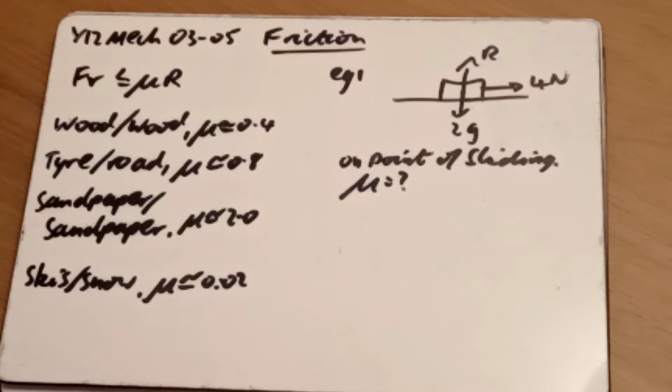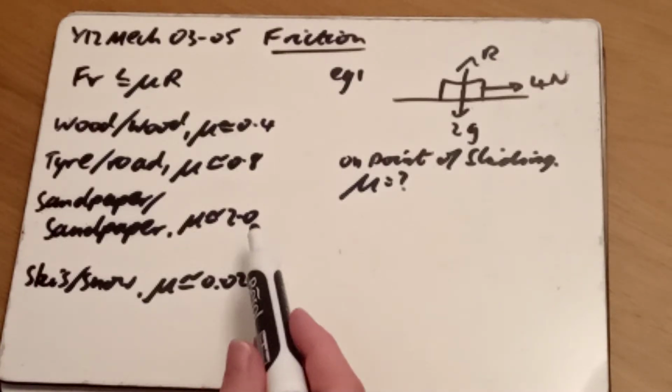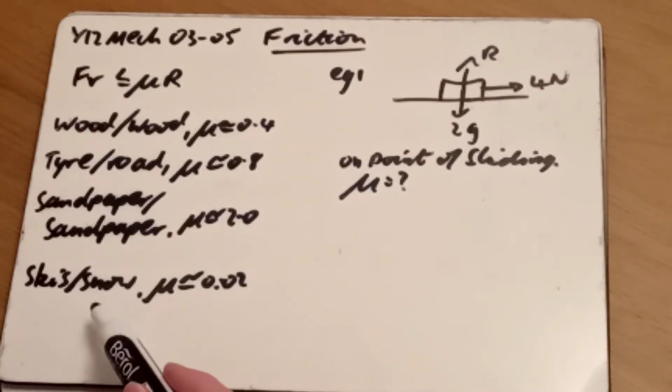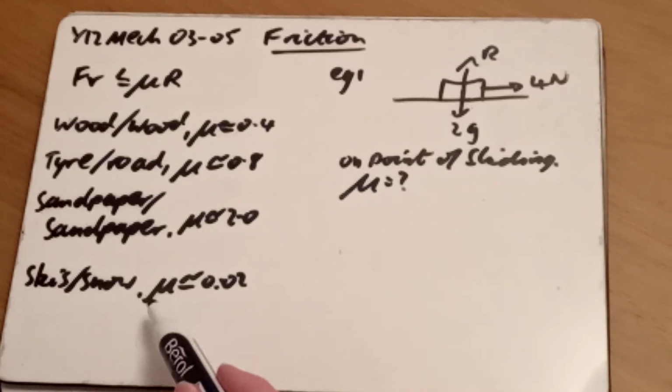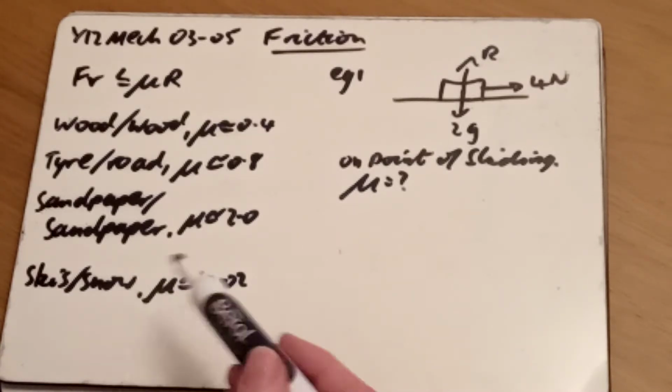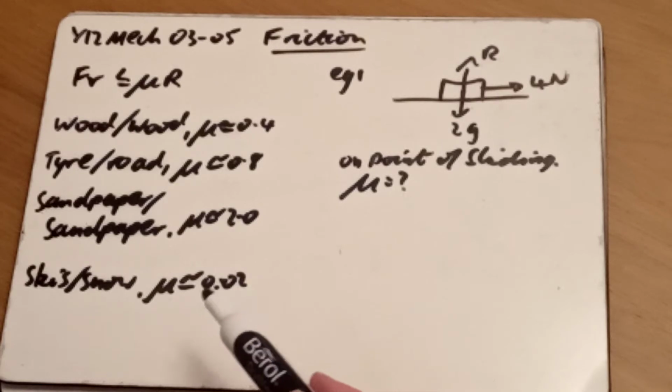But what about mu? Mu is just a constant. It's not got any units. Examples of what mu could be: between two random pieces of wood, mu is about 0.4. Between your car tyre and the road, mu is about 0.8. Sandpaper to sandpaper is quite a rough pair of surfaces, mu is approximately 2.0. Skis on snow, very slippery indeed, mu is very small, 0.02. Mu is never going to be negative, by the way, just so you know. That'd be a bit weird.